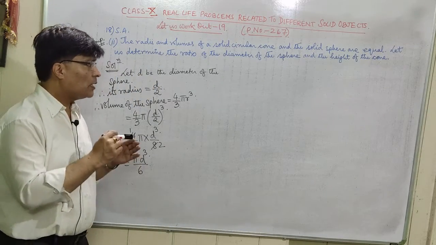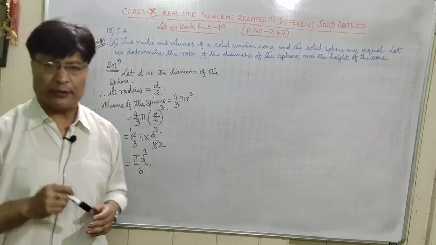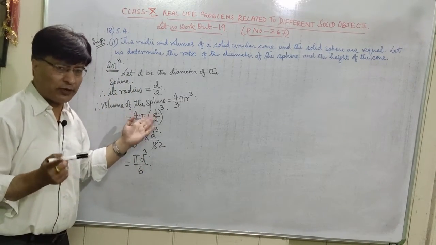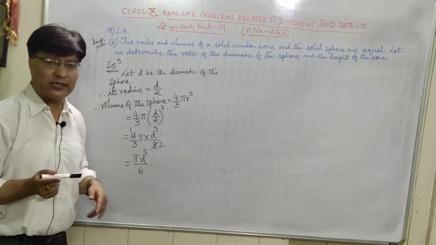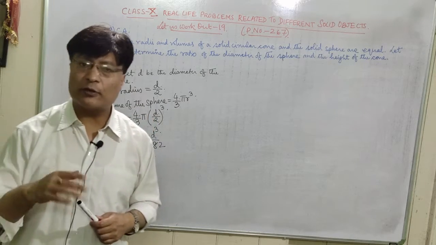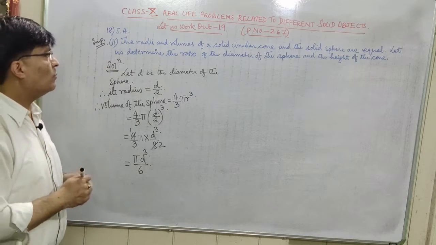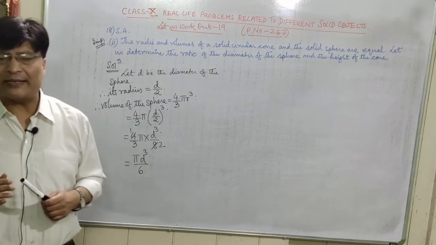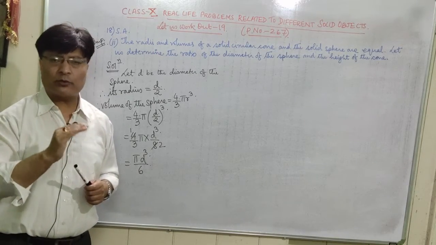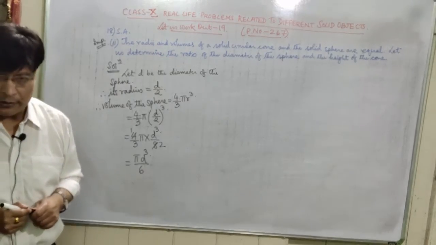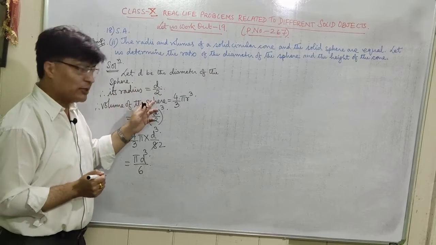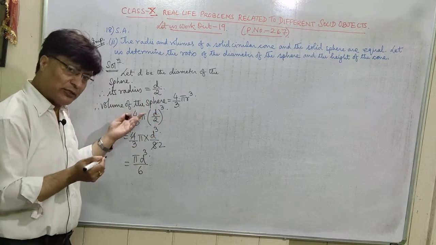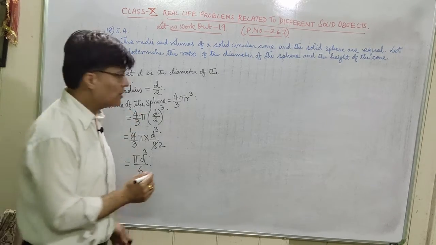Now let us find out the volume of the solid sphere. Oh, we have already got it. Volume of the solid sphere is pi d cube by 6. So let us find out the volume of the cone now. In the question it is given that the radius of the base of the cone is equal to the radius of the sphere. So what was the radius of the sphere? It is d by 2. That is, what is the radius of the base of the cone? That is also d by 2 by the question, isn't it?